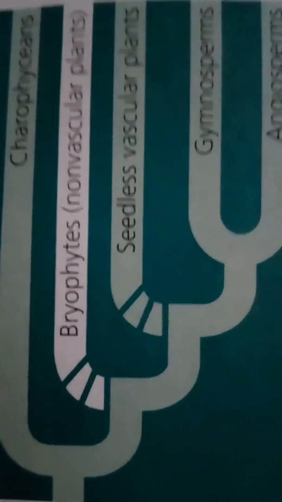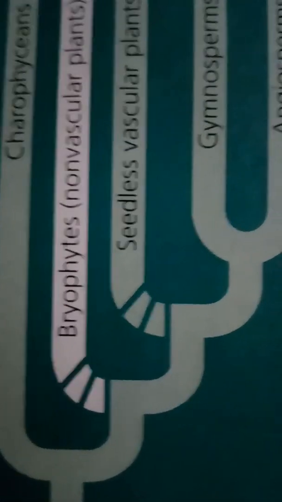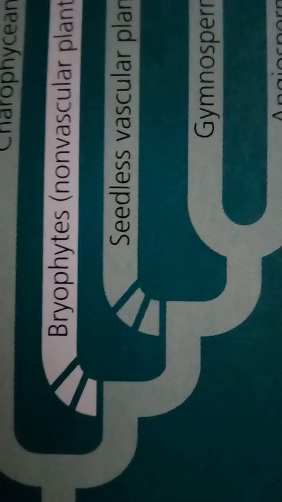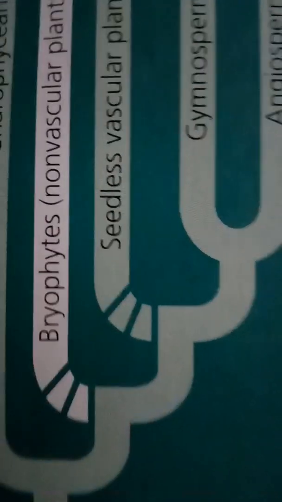The life cycles of mosses and other bryophytes are dominated by the gametophyte stage. Bryophytes are represented today by three phyla of small, herbaceous, non-woody plants: liverworts, phylum Hepatophyta; hornworts, phylum Anthocerophyta; and mosses, phylum Bryophyta.